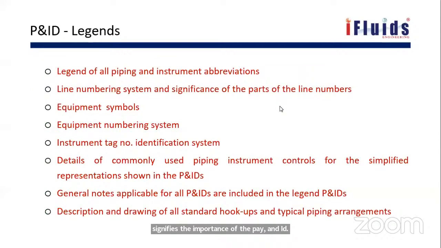So, P&ID legend. Legend is nothing but a guide. It has the symbols which are to be used for the entire set of P&IDs of the process plant, how to number the lines, and how to tag the instruments. So general notes, and how a standard hookup, typical piping arrangements, sample points, and drain lines should look for that project, for that plant. Everything will be given in legends.